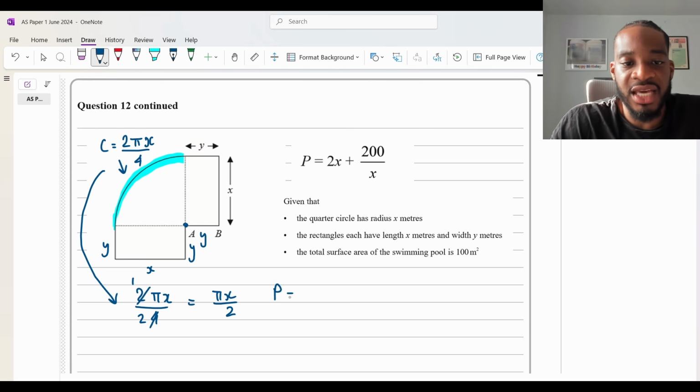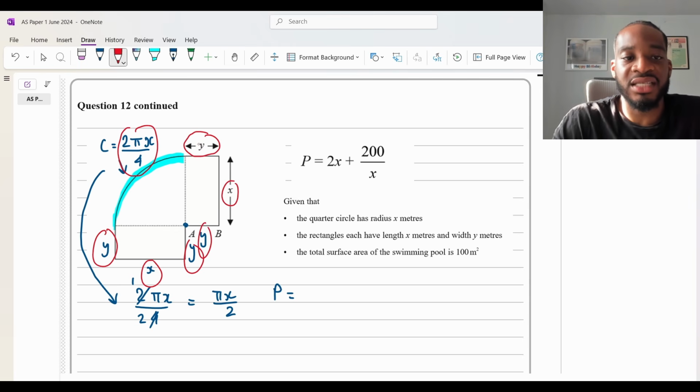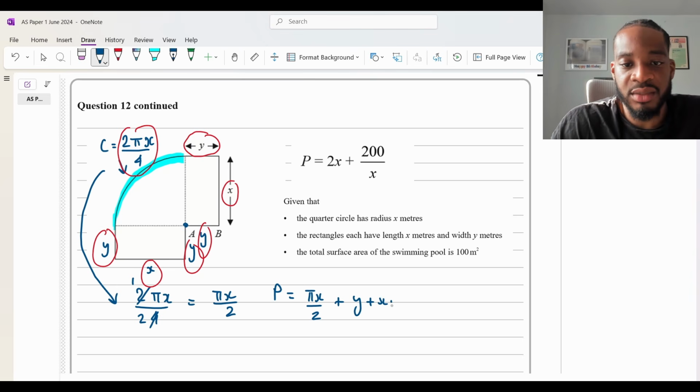So I'm going to say P is equal to, and then I'm going to add all of these, aren't I? So I'm going to add, I'll circle this one, that one, that one, that one, that one, that one, and that one. All of these sides together will make the perimeter when I add them. So that one, 2 pi x over 4, which we know is pi x over 2. Simplify, it's going to be pi x over 2 plus how many y's? So, I'll just do it in order. Y plus x plus y, y plus x plus y, y plus x plus y, plus a y plus x plus a y, plus a y plus an x plus a y.